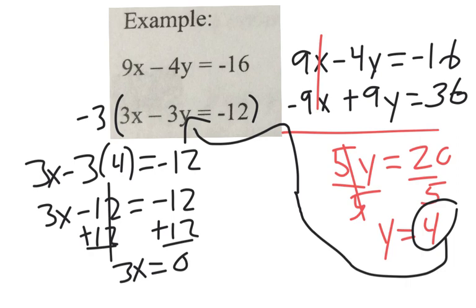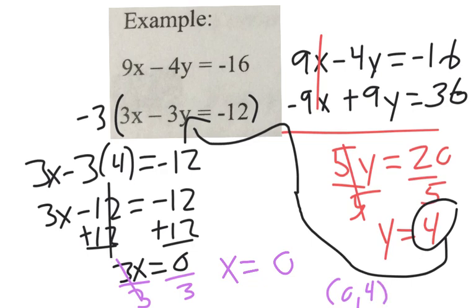Yeah. A lot of people freak out when they start getting zeros again, and they start thinking, oh, that's no solution, or it's infinitely many solutions. This is still fine. 3 times something is 0. So what's that something? I divide by 3, so x is 0. So the ordered pair where they meet is at 0, 4. Okay, so don't freak out. It's only no solution and infinitely many solutions if your variables go away. The variable is still here, so I can keep doing regular algebra with it.